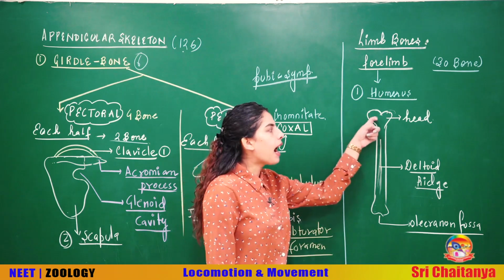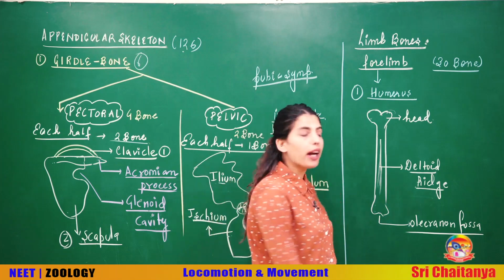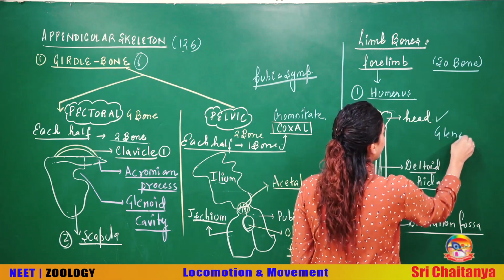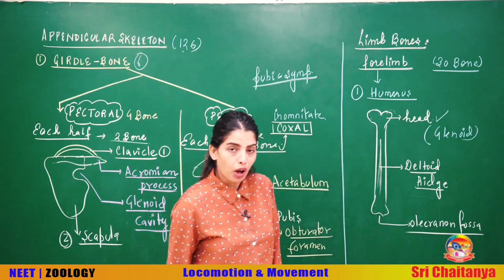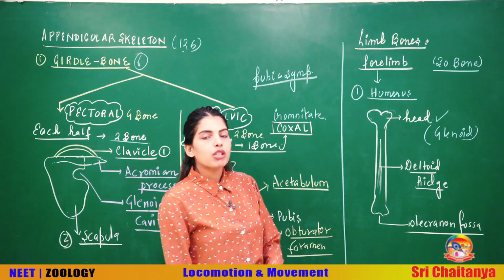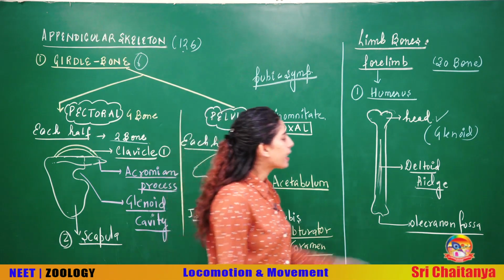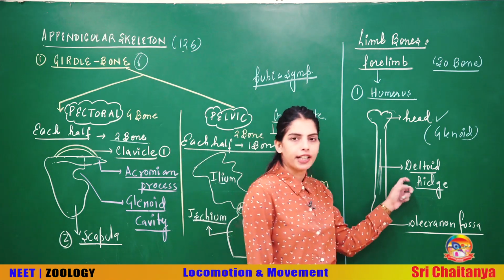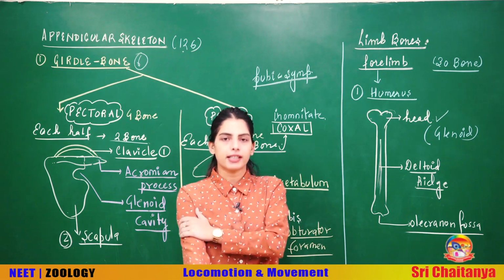This head part is going to attach with what? You can easily see here, with the glenoid cavity of the scapula. So this attaches with the glenoid cavity of the scapula and forms the ball and socket joint. Also, for the attachment of the shoulder and arm muscles, there is a ridge over the body of the humerus which is called the deltoid ridge. So this deltoid ridge is for the attachment of the arm muscles.